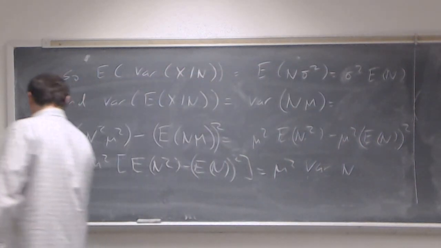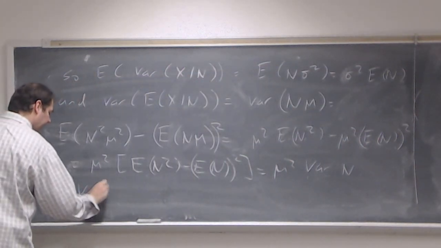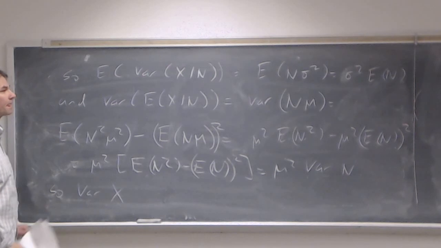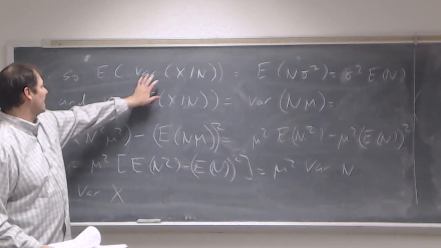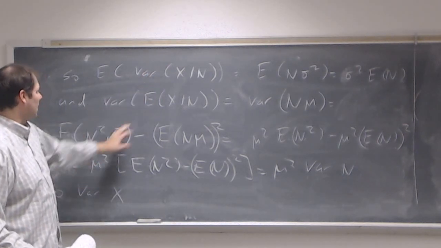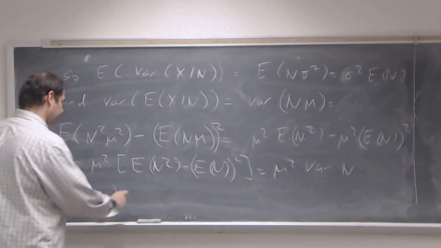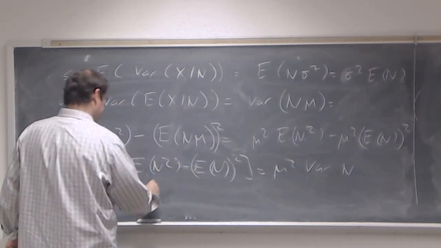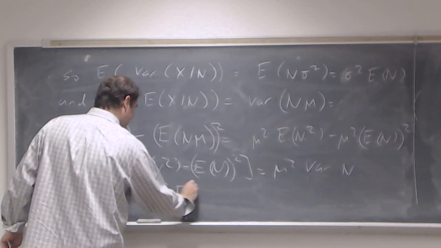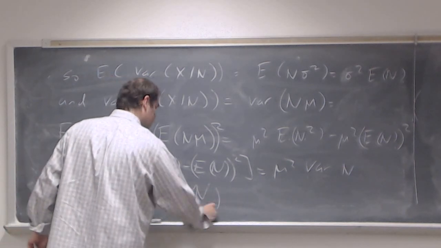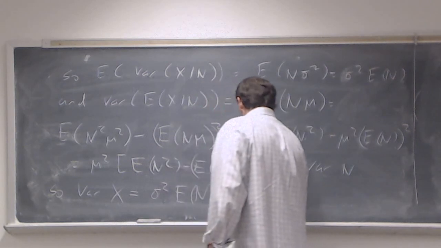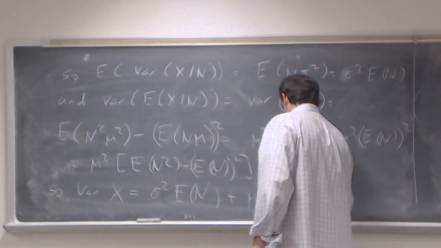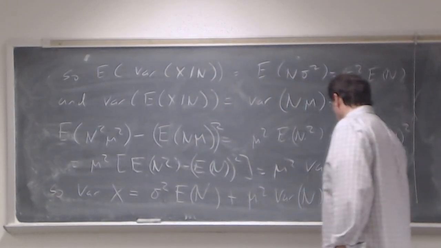So what I was looking at was the variance of this compound random variable, which is going to be equal to this guy plus this guy by the conditional variance formula. So that's equal to sigma squared times the expected value of N plus mu squared times the variance of N. And that's what we were trying to prove.